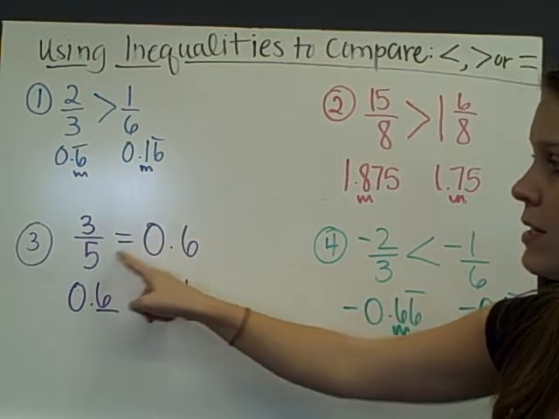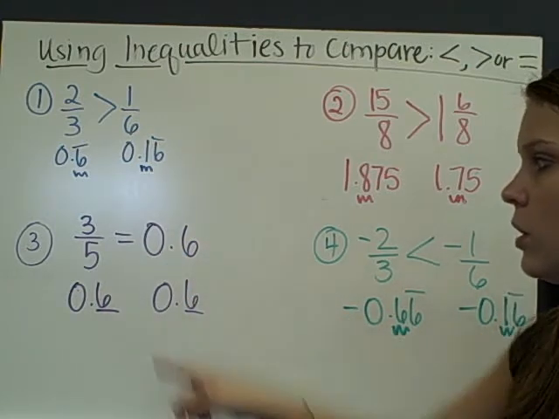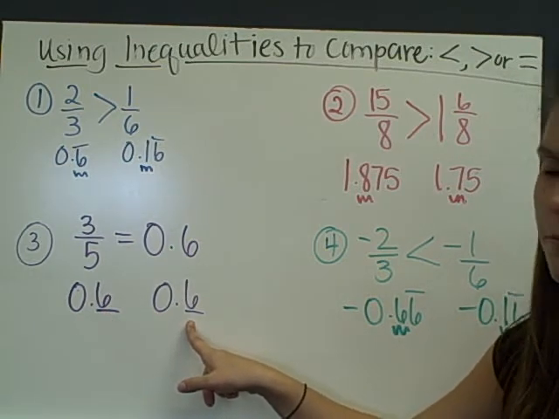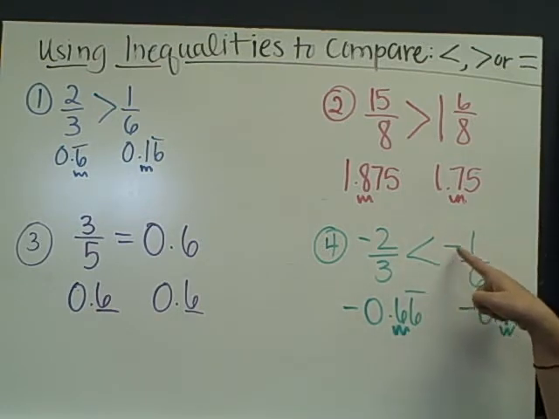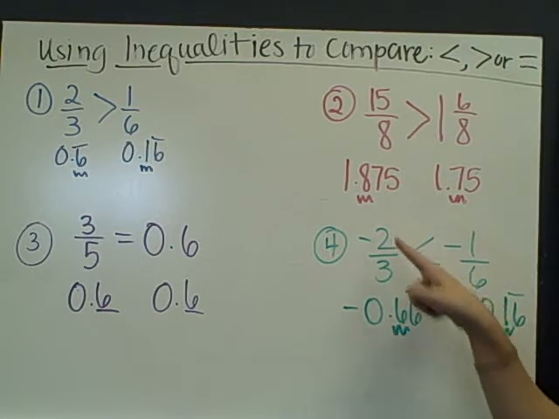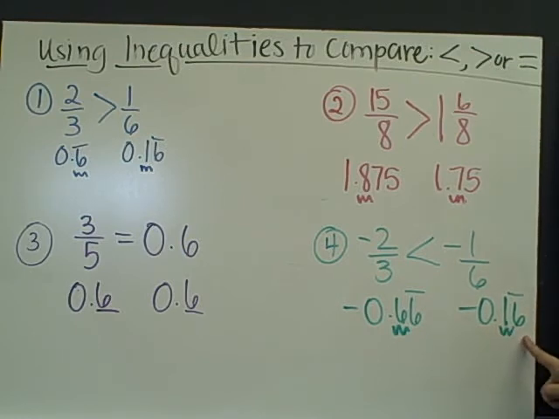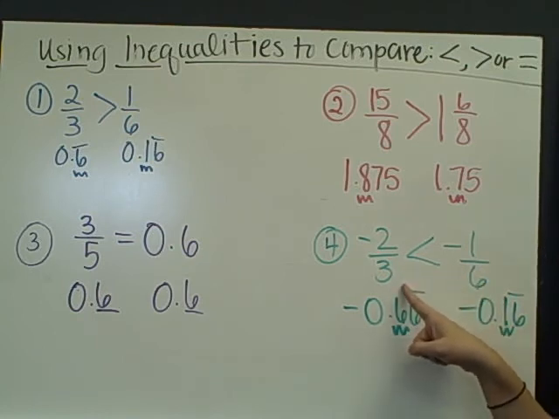Here we say that 3/5 is equal to 6/10. Well, we need to find out what 3/5 is as a decimal. Well, 3/5 is 6/10, which is equivalent to the 6/10 on the other side. Number 4, negative 2/3 is less than negative 1/6. Well, negative 2/3 is negative 0.6 repeating, and negative 1/6 is negative 0.16 repeating. This number is smaller because it is farther away from 0, so therefore negative 2/3 is smaller than negative 1/6.